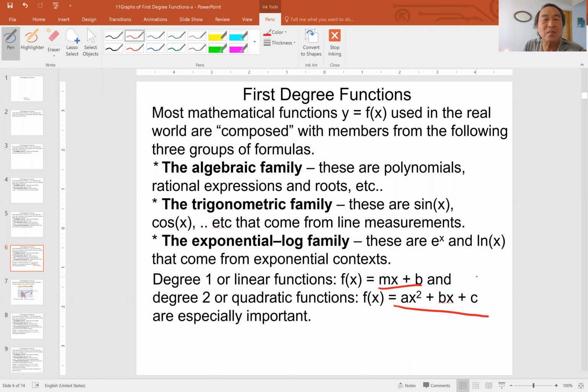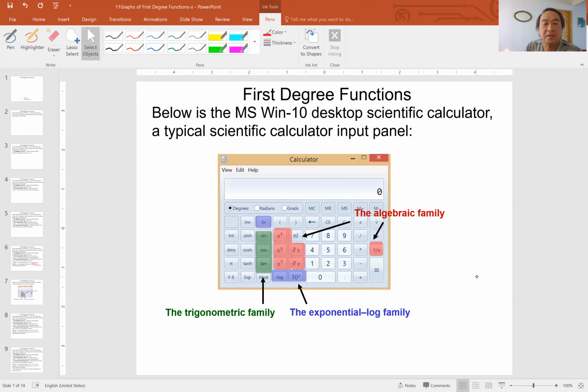The first degree and the second degree functions are the most important ones, both in mathematics and physics. If you look at your calculator, these are precisely on the calculator. This is the Microsoft desktop calculator. Then these are the three families. In every calculator, you will see these blocks: the trig families, and this block is the algebraic families. And then, of course, over here are the log and exponential, the three families.